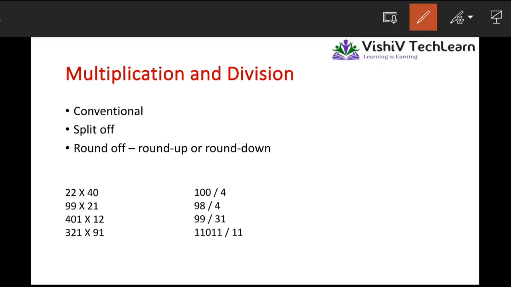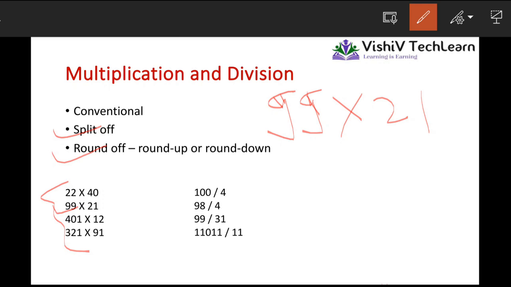Once you understand this, then on your own you can also find a few tricks to easily solve the calculations and steps. Okay, now let's apply this split off and round off method to these examples. Let's take the second example, 99 into 21. As it looks very difficult if we are not using a calculator, pen and paper, this example 99 into 21 looks very difficult. But by using split off and round off techniques, it becomes easy, and without pen and paper also we can calculate this.